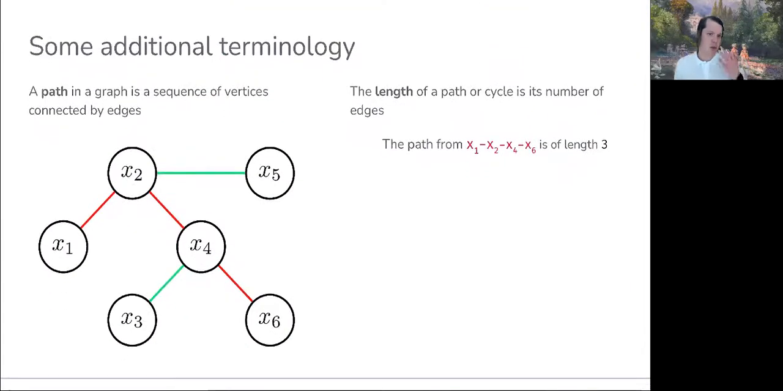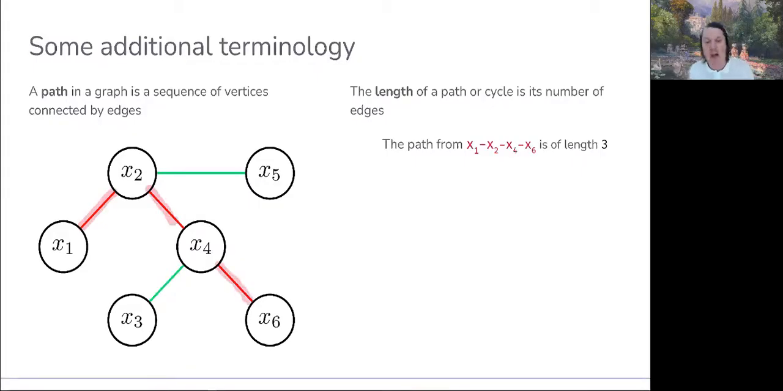Okay, so let's go ahead and introduce this idea of paths through a graph. A path in a graph is simply going to be a sequence of vertices that we're going to visit through some sort of connected edges. For instance, one path through a graph could be the traversal of going from X1 to X2 to X4 to X6, along the edges X1-X2, X2-X4, X4-X6. And we can say that this is going to be a path through our graph.